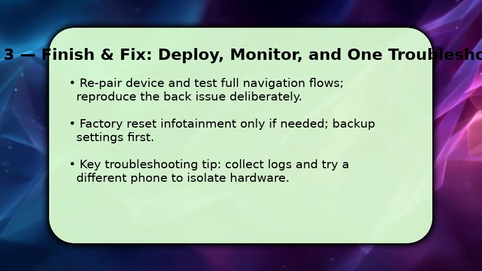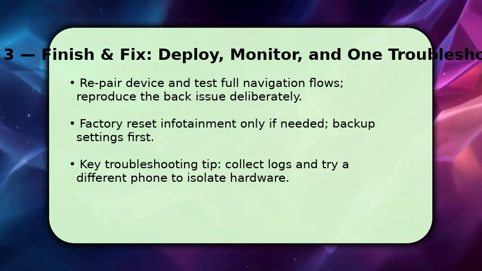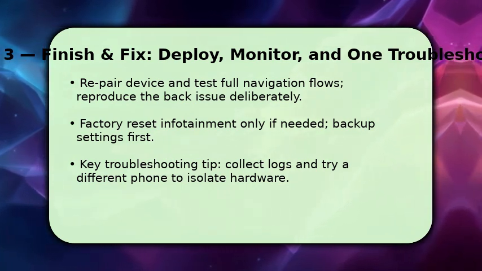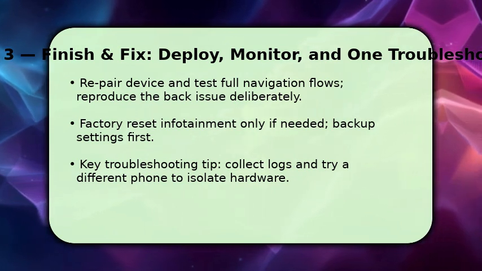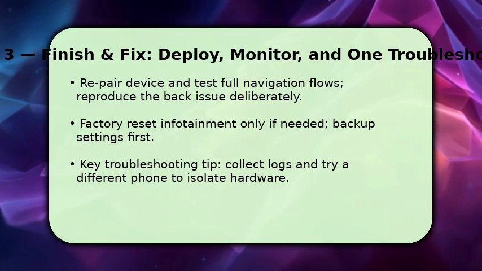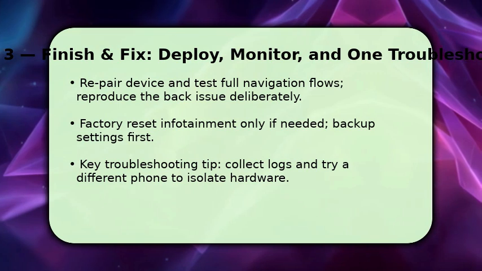To finish, repair your phone and run through navigation flows while watching for the back behavior. Reproduce it deliberately so you can confirm fixes. If problems remain, factory reset the car's infotainment system after backing up presets and radios. This removes firmware-level corruption. Make sure you test with a second phone.